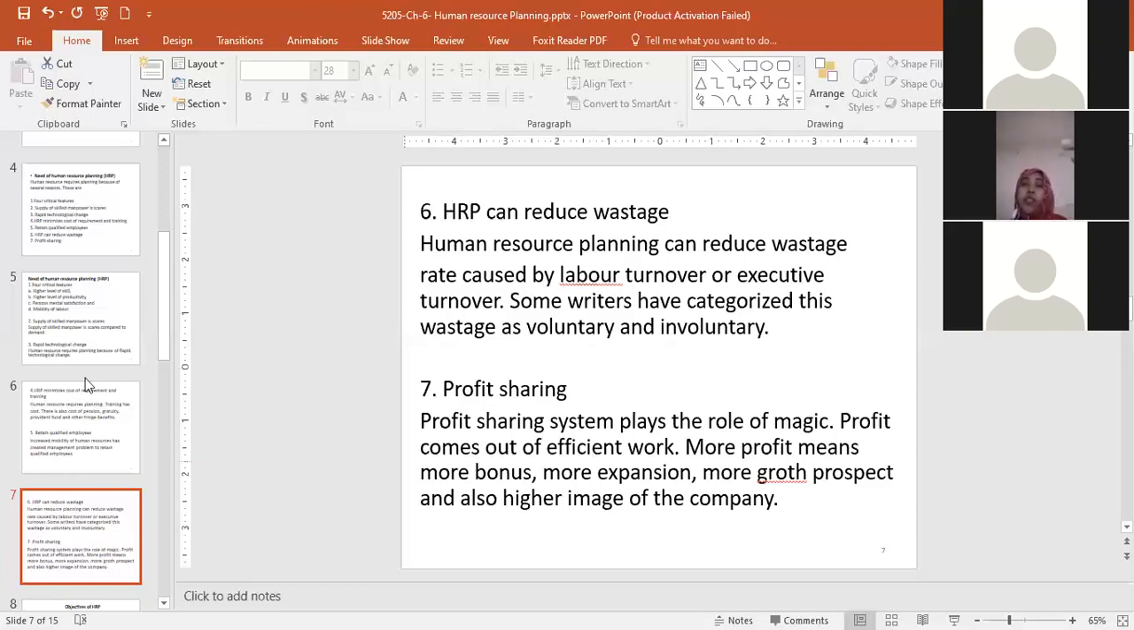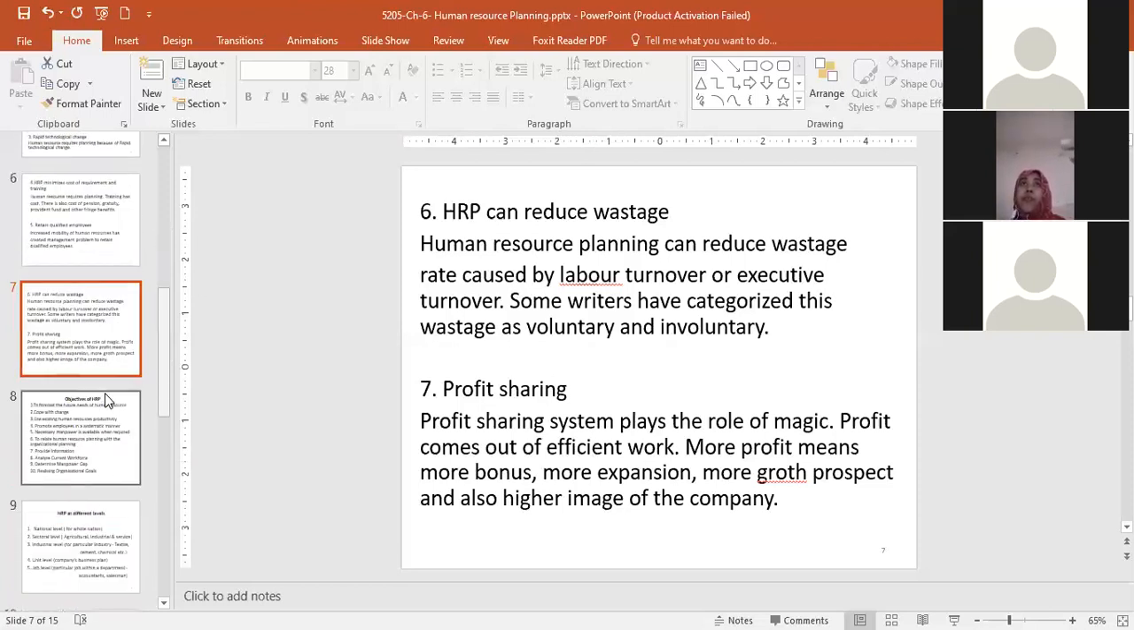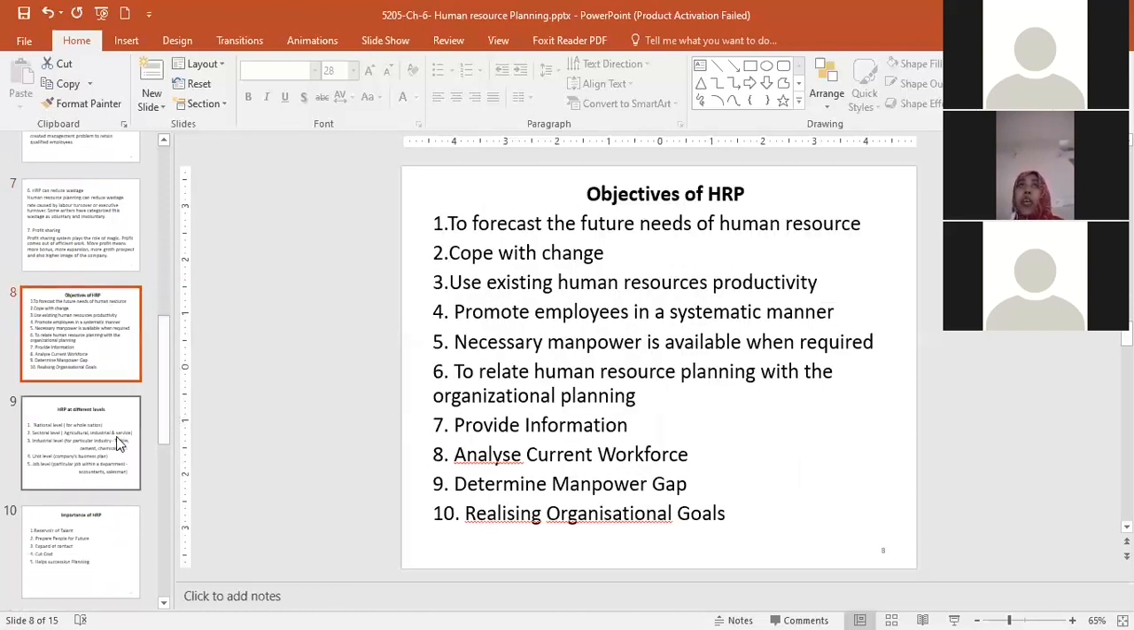Next I am going to discuss the objectives of HRP. The basic purpose or objective of having human resource planning is to have an accurate estimate of the number of employees required with matching skill requirements to meet organizational objectives.